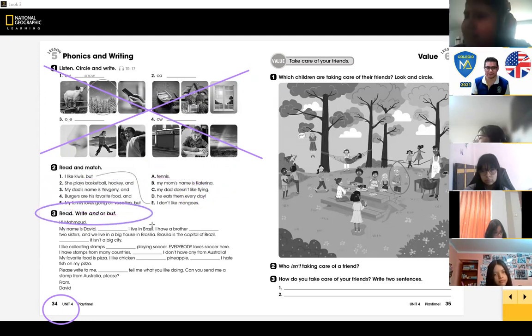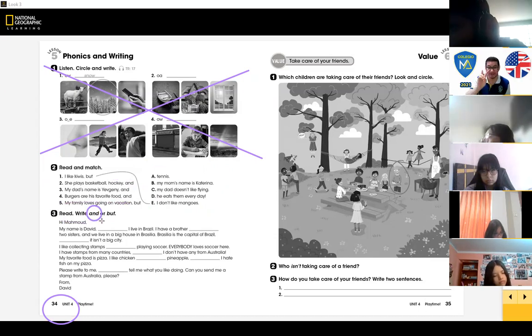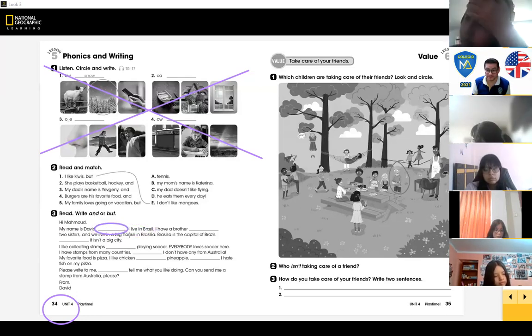Ya, de esa manera, vas a completar lo demás. Dice, read and write, and or but. Vas a tener que completar con and o but. Recuerda que and es para unir dos ideas similares y but es para conectar dos ideas diferentes, ¿no? Entonces, for example, dice, hi, Mohammed, my name is David, y dice, live in Brazil. ¿Aquí qué pondré? And or but? And, ¿verdad? Porque estoy siguiendo con la misma idea. My name is David, and I live in Brazil, y vivo en Brasil, ¿no?